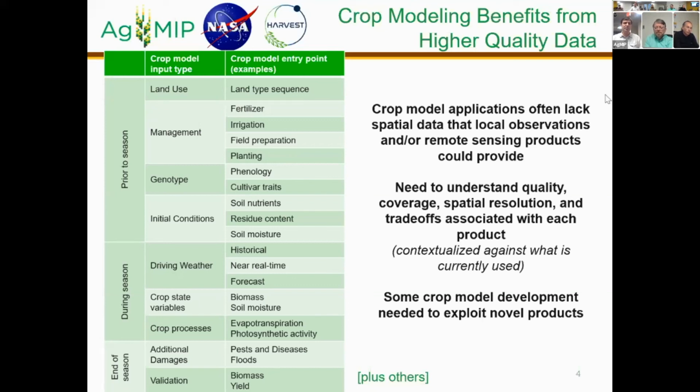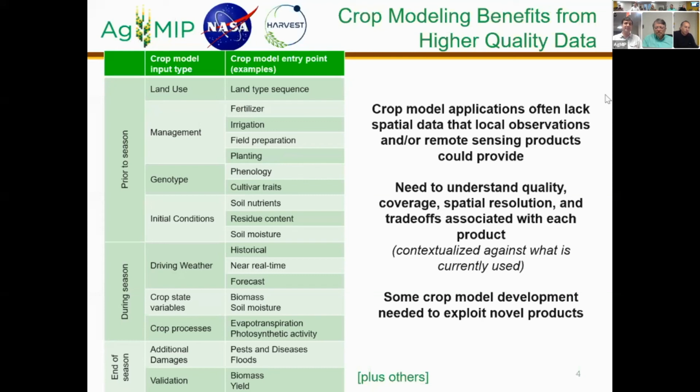But there also is interest in various state variables within the cropping system, things like biomass, but also in the soils, soil moisture and nutrients, other things like that. And then there are also really interesting new observations that focus on specific processes, not so much a state variable, but a transfer of energy or mass or water, for example. And that includes things like ET and direct photosynthetic measurements.